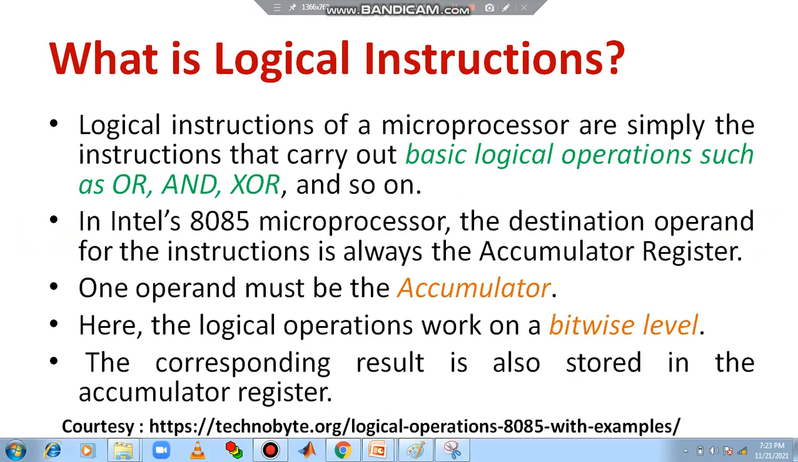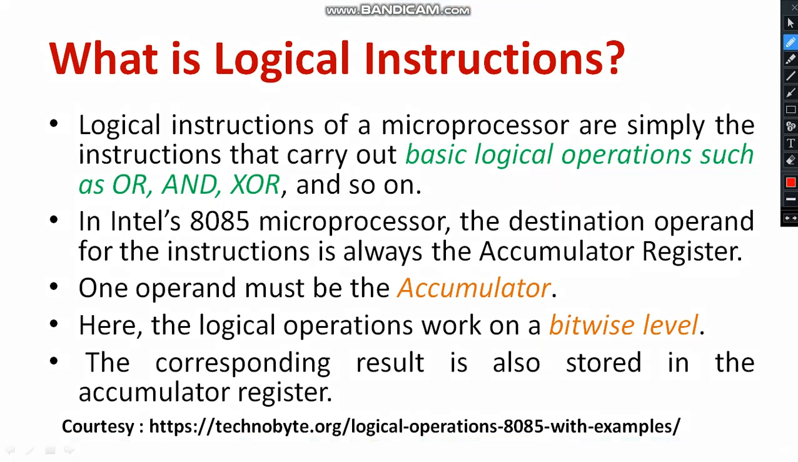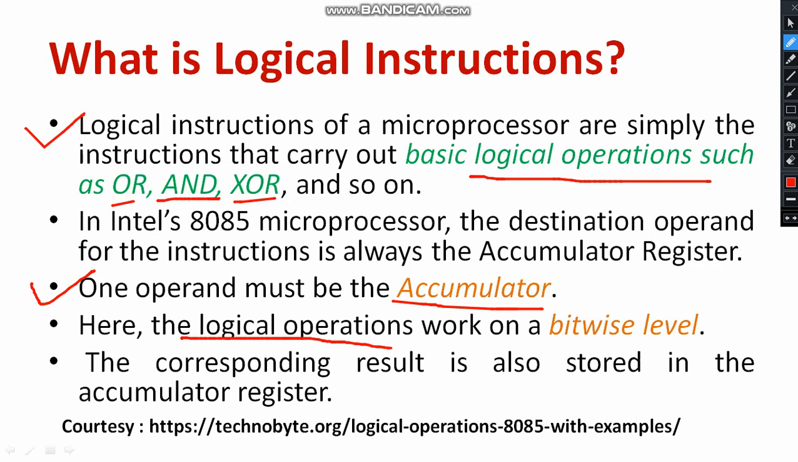You know what Boolean algebra is, what a logical operation is, and you must be familiar with the AND gate, NAND gate, OR gate, XOR gate, etc. in digital electronics. A microprocessor supports these logical operations such as OR, AND, XOR, etc. One of the operands will be the accumulator in the logical instructions in the 8085 microprocessor, and the logical operation takes place bit by bit. You know how an OR gate operates.